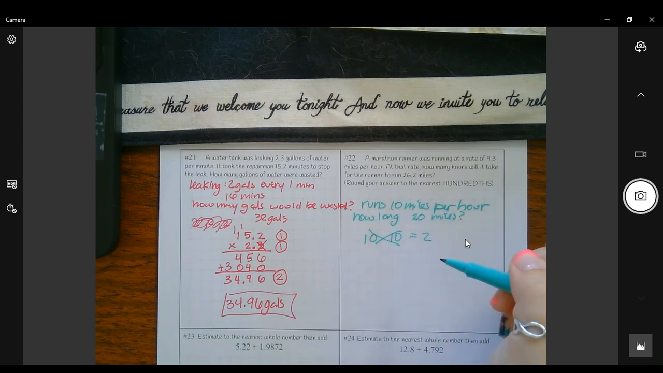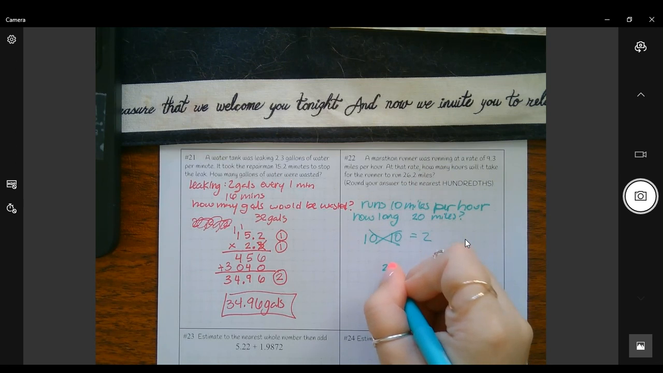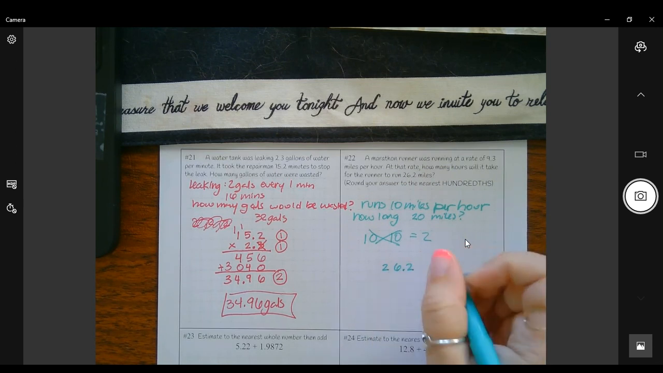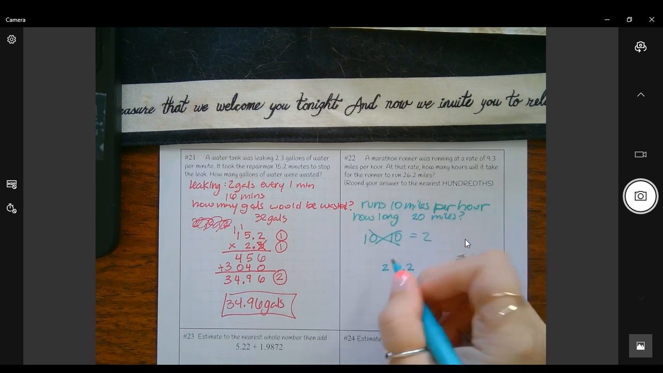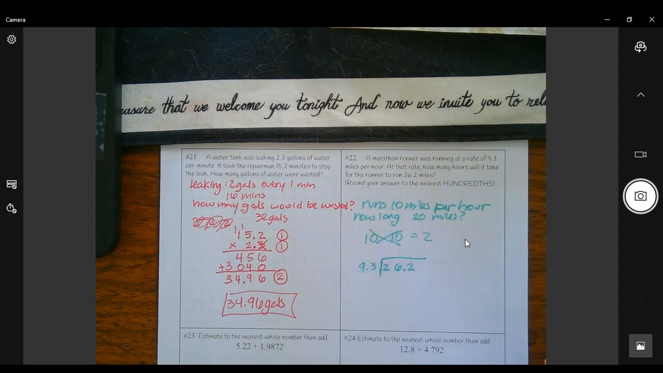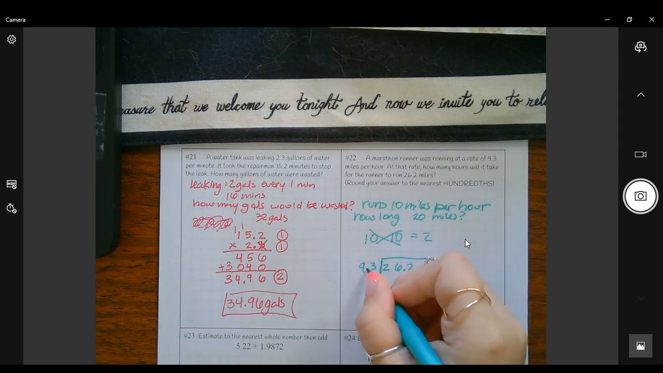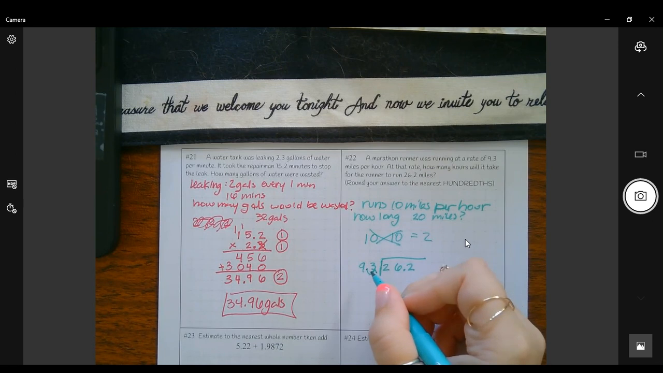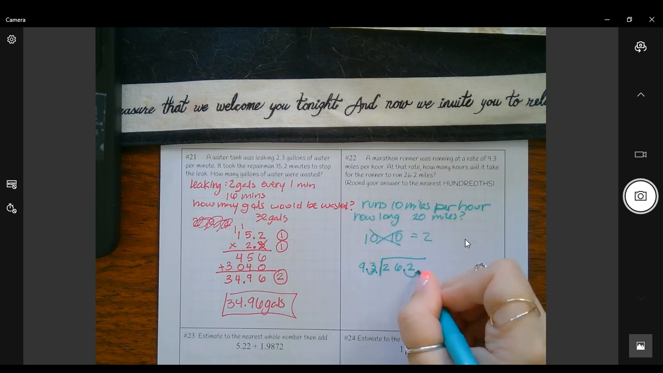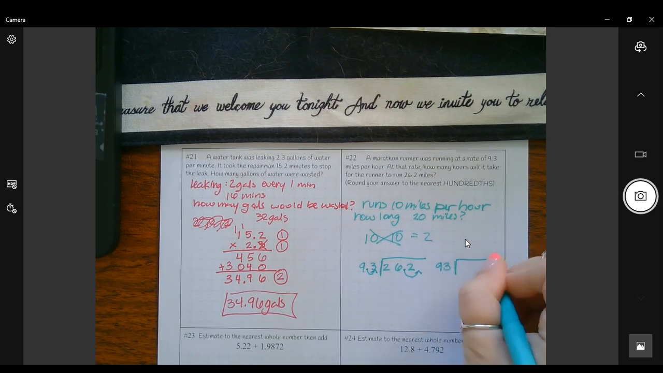Yeah, you divide it. 20 divided by 10 is 2. So now let's do it with the numbers here. Instead of running 20 miles, we want to run 26.2 miles. Instead of running 10 miles per hour, they ran at a rate of 9.3 miles per hour. Now, the only thing is when we're dividing, we can't divide with decimals. So I need to move it over in the divisor, and however many times I move it in the divisor, I need to move it that same amount in the dividend. So now you have 93 into 262.